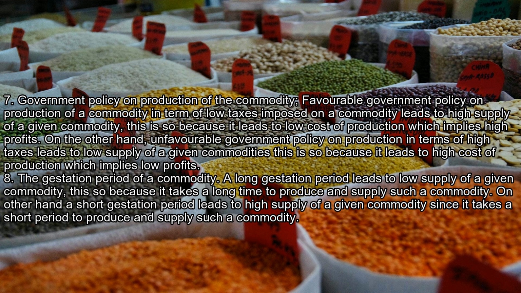8. The gestation period of a commodity. A long gestation period leads to low supply of a given commodity. This is so because it takes a long time to produce and supply such a commodity. On the other hand, a short gestation period leads to high supply of a given commodity since it takes a short period to produce and supply such a commodity.